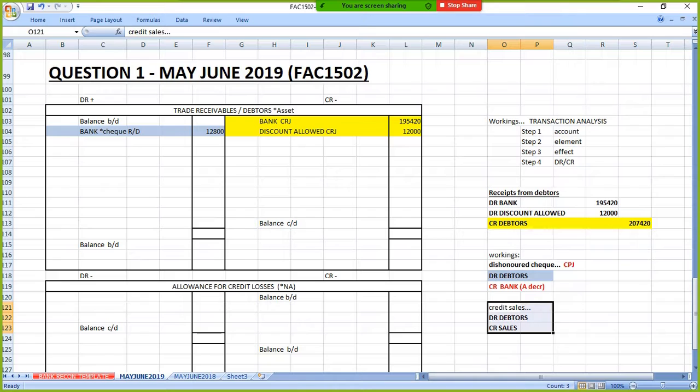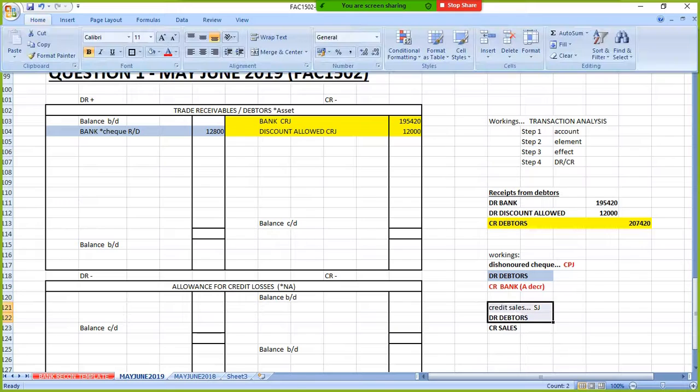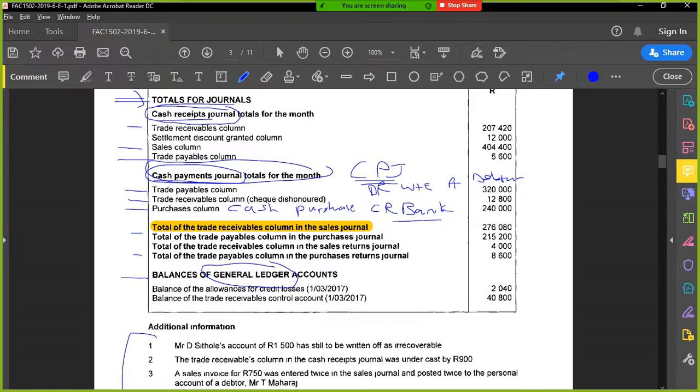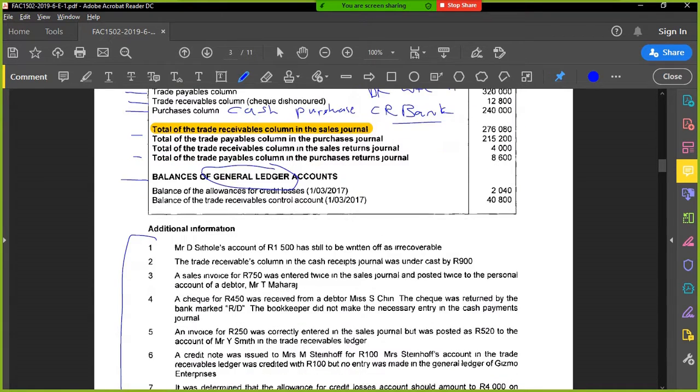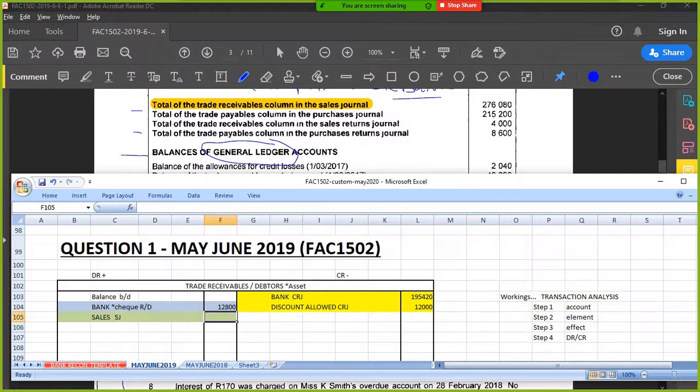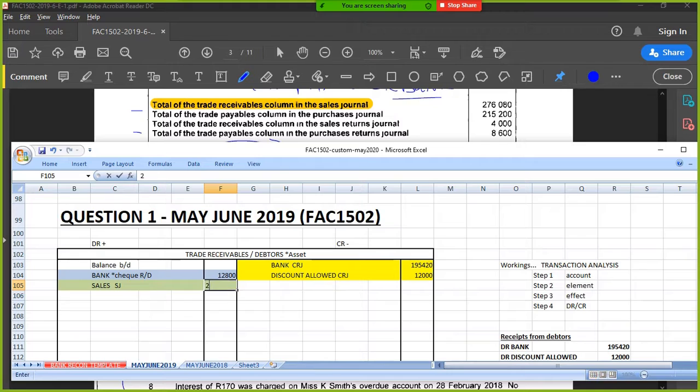The working is the answer. In the sales journal you record credit sales. Credit sales will affect the debtors positively. The working tells you what to do. Debit debtors. Sales journal. How much? 276,080. Let me shrink this because we don't need that much space there. 276,080. Makes sense. Are you following? Are you okay with that? Yes. Okay, good.